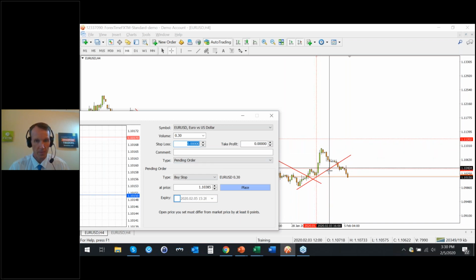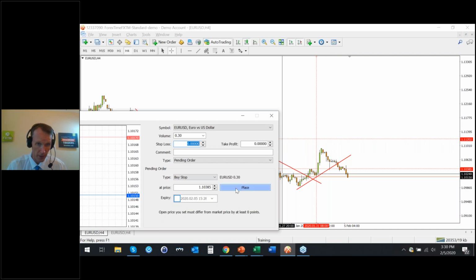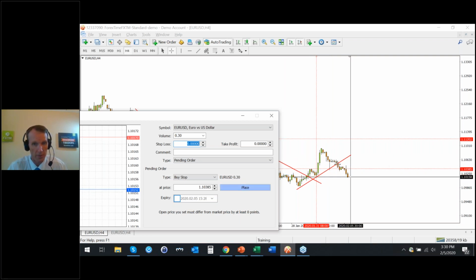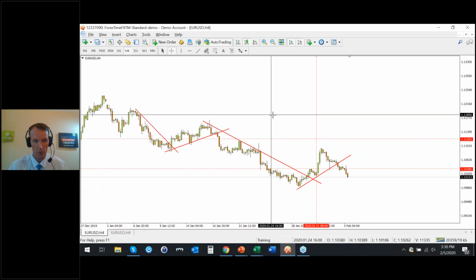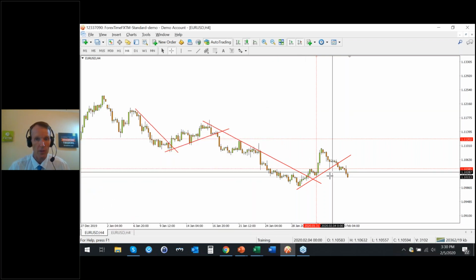Enter that there, and then I decide, depending on my method, where I would take my first profit and so on. The reason I can't enter this one now is the market is actually currently below this price. So what I'm going to do quickly to show you how to enter is assume the market has done this.